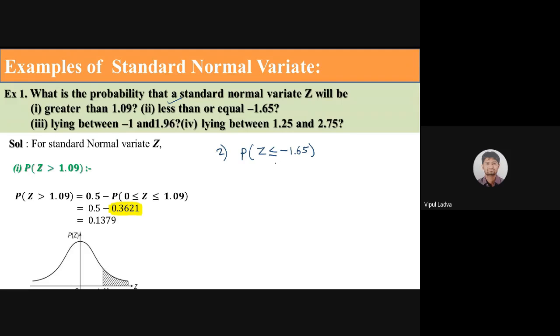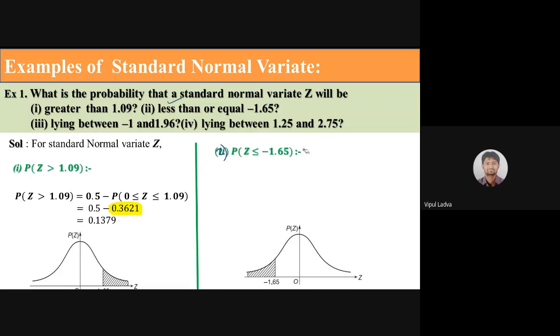Okay. Now for that, we need to have a sketch. Let me show that. So the second question is the probability that Z is less than or equal to minus 1.65. Now, first of all, we need to draw a sketch. As I said, for each and every question, we will be dealing with a sketch of a standard normal curve.